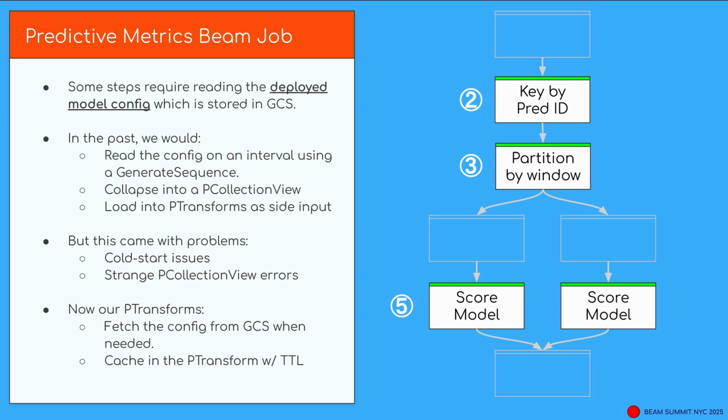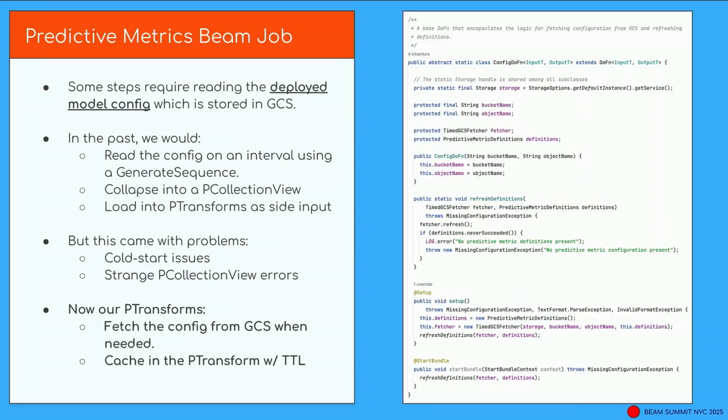And that totally works, but we found it caused more errors and more messiness than just reading the config directly within the transform. So basically, each one of our transforms, or really DoFns, will fetch the config from GCS at the time it needs it, and then just cache it for some TTL. They store it as an instance variable, and if it's gone more than 5 minutes, I'll get a fresh one.